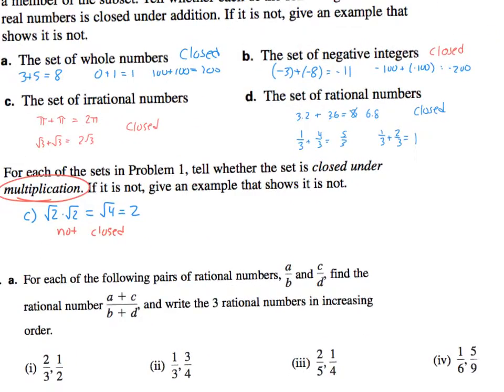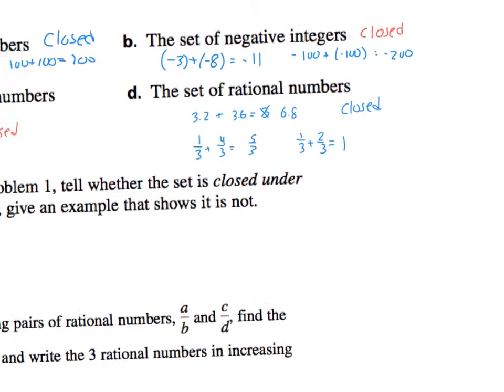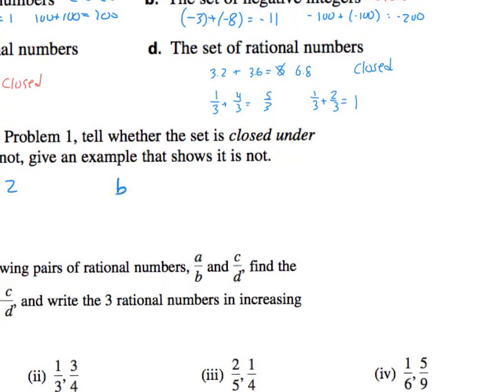The set of rational numbers, the set of negative numbers. So let's do B. What about negatives when you multiply them together? Negative 3 times negative 8. Positive 24, not closed. Because negative times negative gives me a positive. Brings me into the world of not negatives.